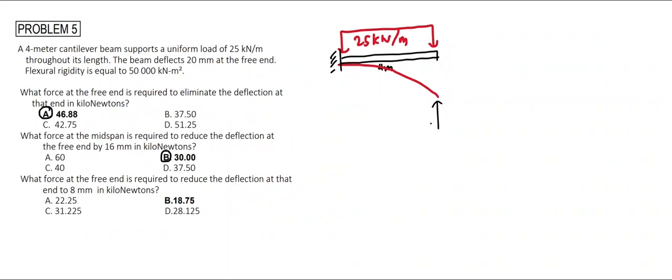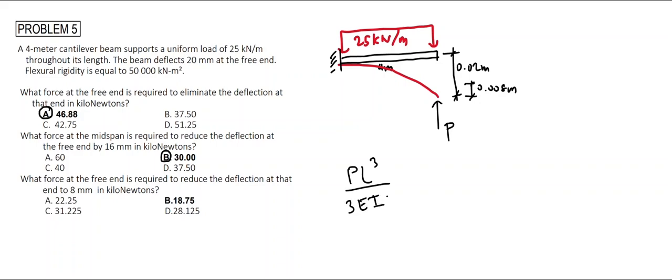To calculate the force at the free end required to reduce the overall deflection of 0.02 meters at the free end to 0.008 meters or 8 millimeters in kilonewtons, we will utilize the beam formula given a concentrated load at the free end, that is P. This is given by the formula PL cubed over 3EI for the cantilever beam. We equate this to the deflection induced by the load that would help reduce the deflection at the free end to 8 millimeters or 0.008 meters.